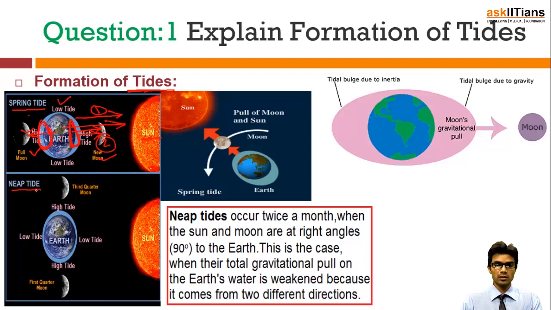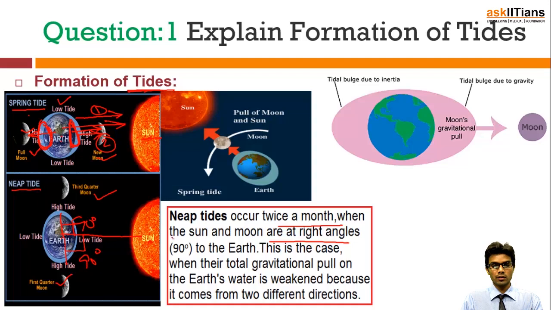Now neap tide. So first quarter moon and third quarter moon. The neap tide forms in the first quarter moon and third quarter moon, twice in a month, when sun and moon are at right angle. Here this is the sun, this is the earth, and this is the moon, or this is the moon. There are two positions. So this is 90 degree, this is 90 degree, or if you consider this, this is also 90 degree.